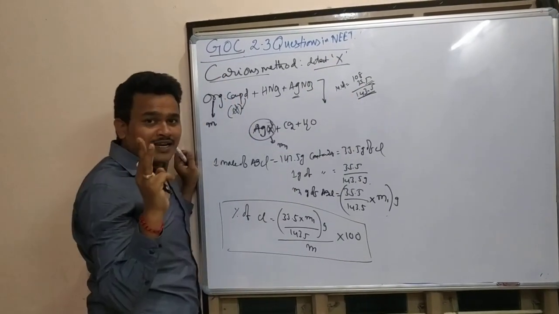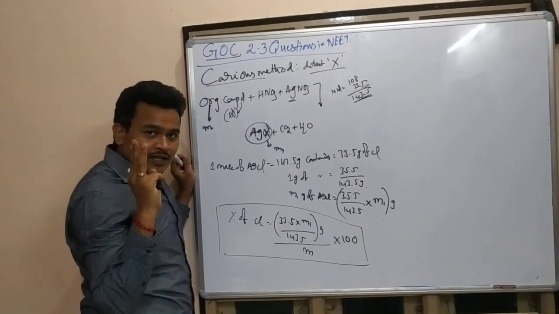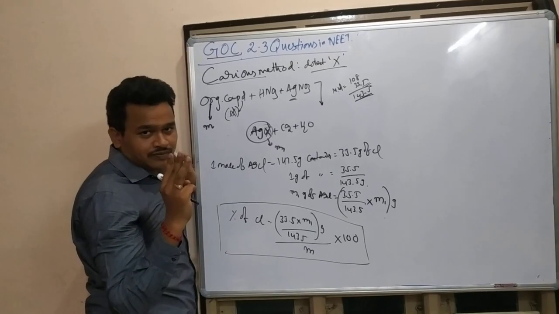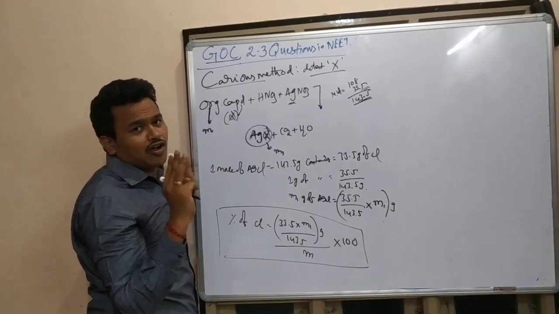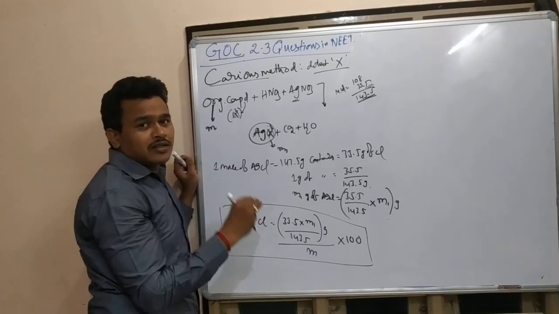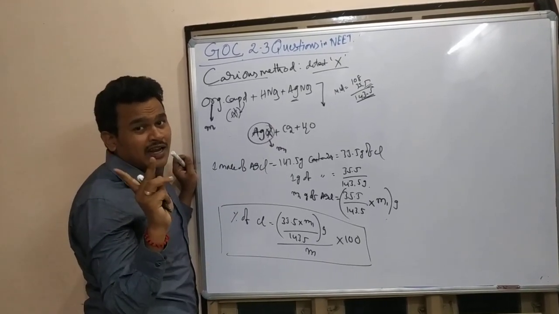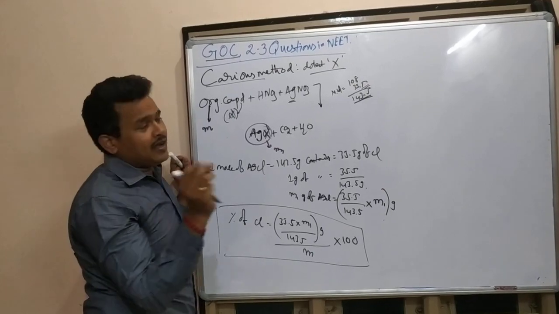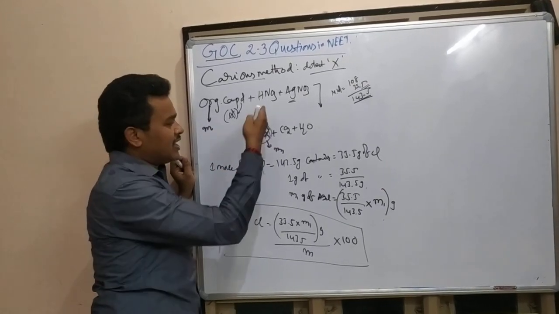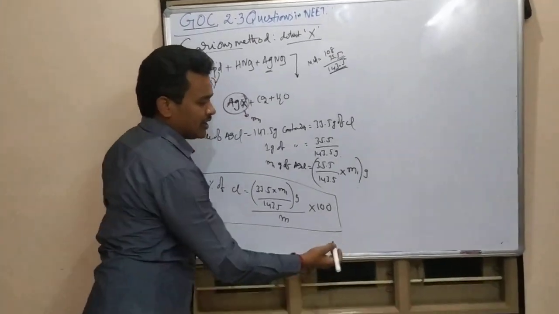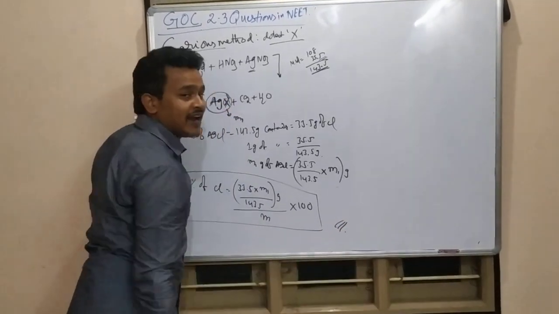Only 3 methods are discussed here. In previous years, in different competitive examinations, questions were asked based on the Dumas method and the Kjeldahl method. The Kjeldahl method mainly has those exceptions. And the Carius method is just a simple numerical. With these 3 methods done, we are going to the next concept.